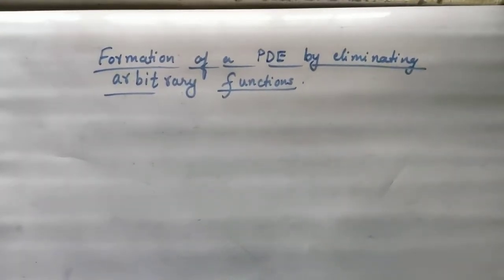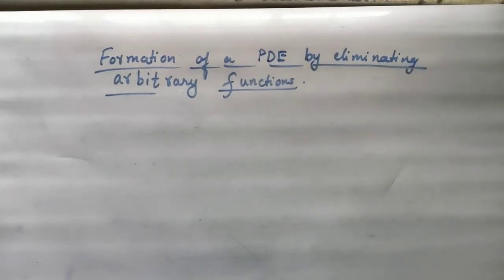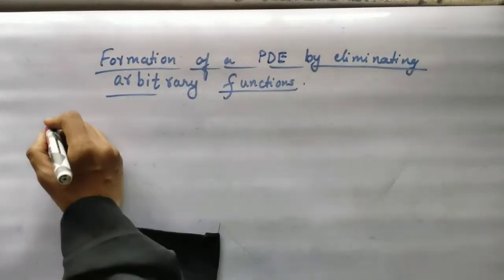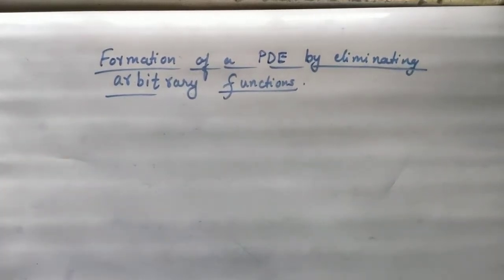In this session, I'm starting with a new topic, that is formation of a PDE by eliminating arbitrary functions. So far, we learned some problems wherein we just eliminated the arbitrary constants to frame a PDE. Now we will learn how we can eliminate arbitrary functions to frame a PDE. It is the same as the previous case, only small changes we will be doing, nothing else. If the problems are clear, there is no big theory behind it.